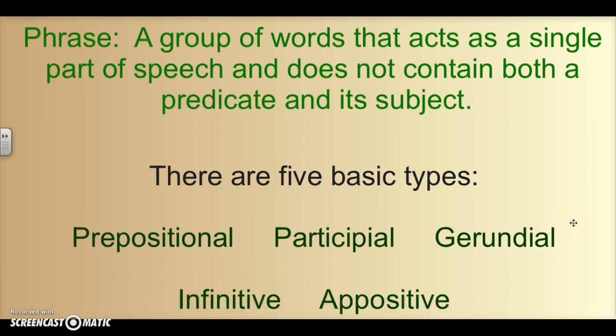The five basic types: we've already talked about verb phrases. Now for other phrases, we talked about prepositional phrases that act as modifiers. Participial phrases, which we're doing today, act as an adjective. Gerundial phrases act as nouns. Infinitives can be either nouns or modifiers. We'll get to those in a couple days. And an appositive phrase is just a noun adding detail or identity to another noun next to it.